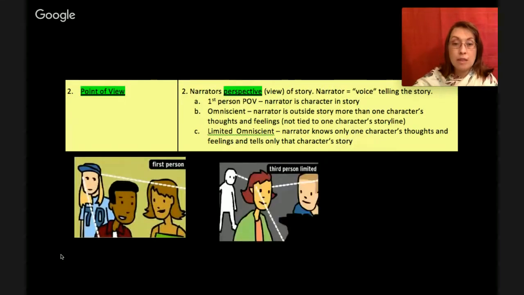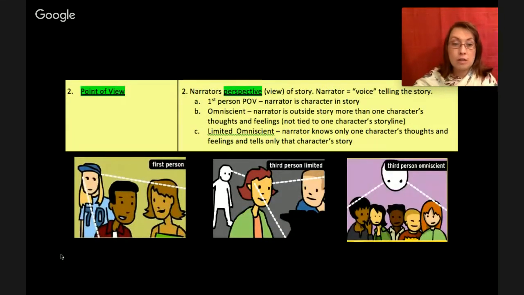On the screen here, I have some pictures to help us understand these ideas. First, we have first person. That's where one character in the story is telling the story. So notice that in that slide, a character in the story is the view that we can see through. The next is third person limited. Now with third person limited, that means that the narrator is outside of the story and can only see through one character's eyes, their thoughts and feelings.